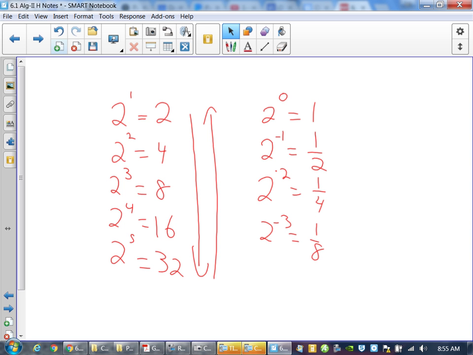Now, that also means that you can multiply and work with these things. For example, what is 2 to the third times 2 squared? It's 2 to the fifth. Because watch what happens. What is 2 to the third? 8. What's 2 squared? 4. What's 8 times 4? 32.